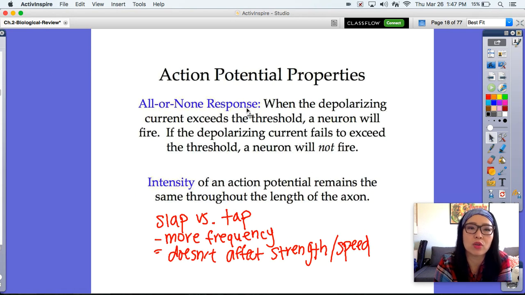Okay, then we have the all or none response. Basically, it's either going to fire or it's not going to fire. It's either going to flush the toilet or the toilet isn't going to flush.